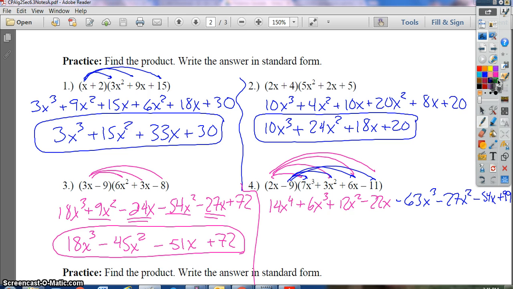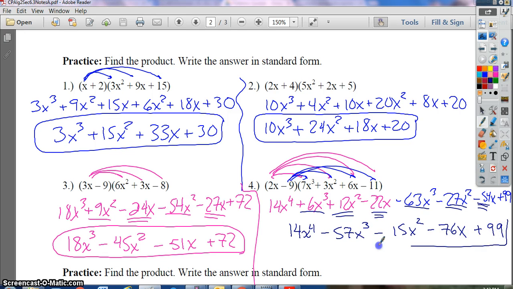All right, let's do some combinations. X to the fourth, first and foremost. The cubes. Okay, looks like I got negative 57x cubed. My squares. Looks like I'm going to have minus 15x squared. Now my x's, well, that's negative 22x minus 54x. And that's going to give us what? 76 x's, and 99 is on the end. Okay, whew. That's a mouthful.